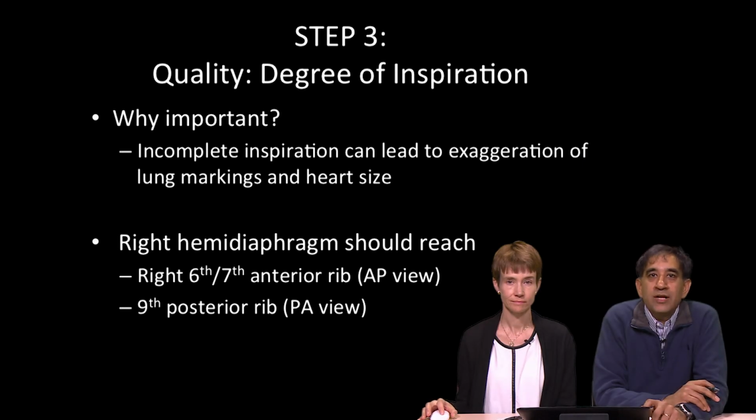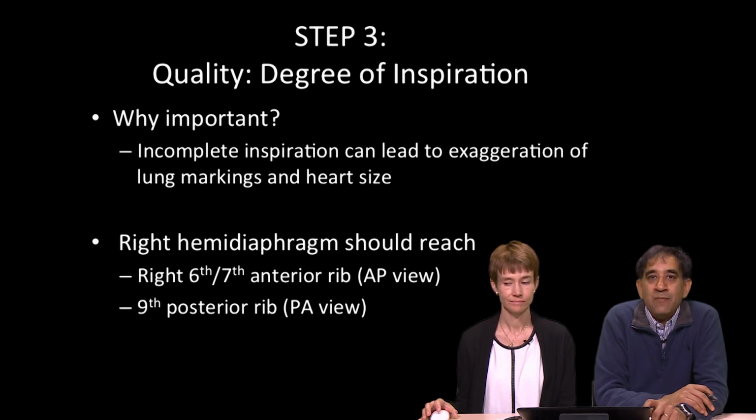And then we want to evaluate the degree of inspiration. This often occurs. The patient may be expiring at the time the chest x-ray is taken, and it can really exaggerate the size of the heart and possibly lead you to believe that the patient might have an infiltrate or pneumonia when in fact it's all related to technique. It's very important that when evaluating the film for the degree of inspiration that you count the ribs.